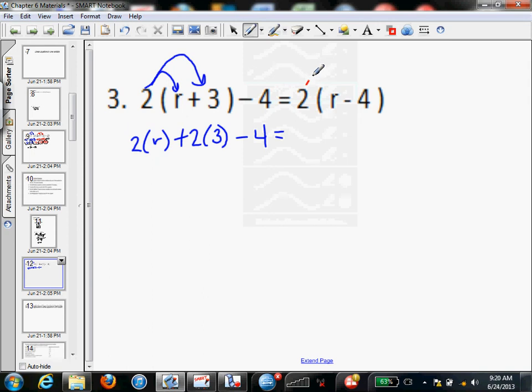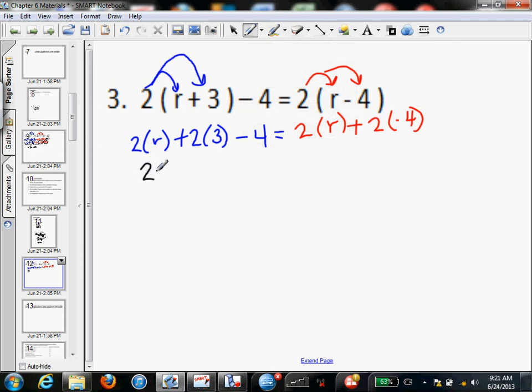And over here, let's take this 2 and multiply it by everything found inside this set of parentheses. So we have 2 times r plus 2 times a negative 4. Let's go through and simplify.